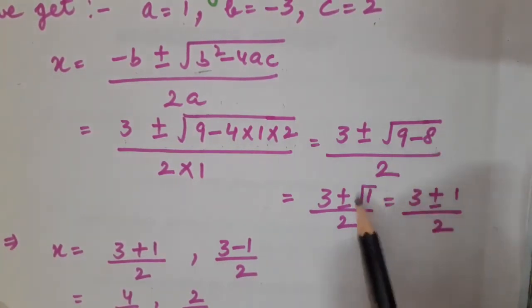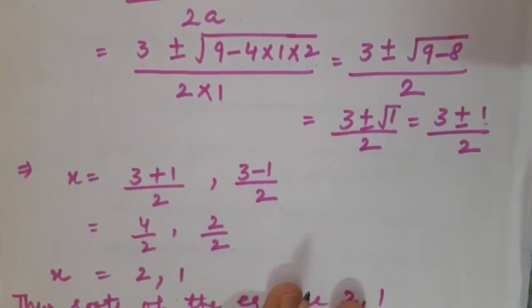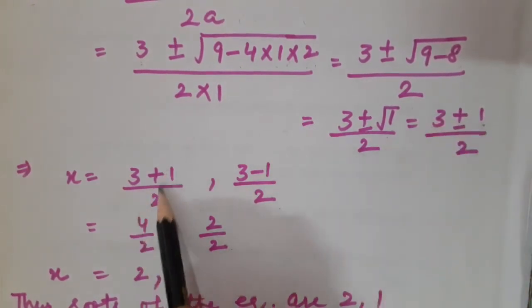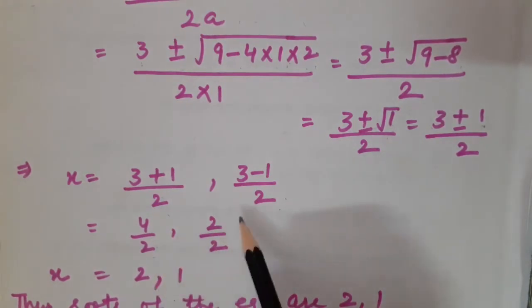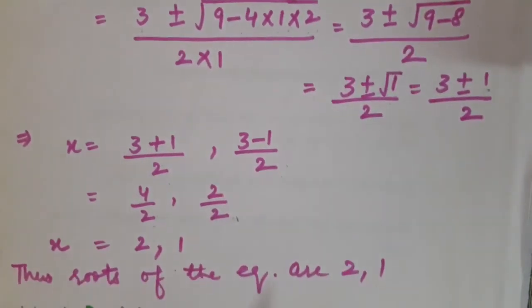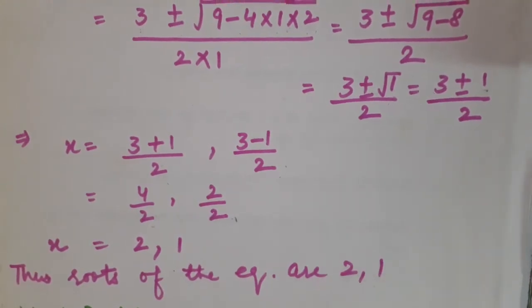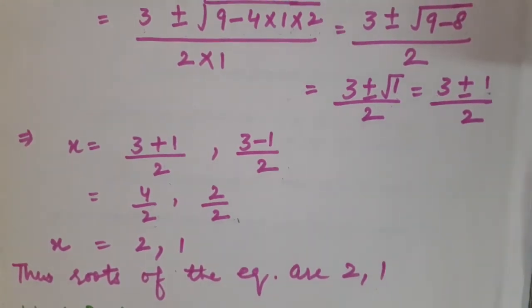9 minus 8 is what actually? 1. And what is the square root of 1? That is 1. Correct. So which two roots am I going to get children? The first root will be 3 plus 1 upon 2 and another will be 3 minus 1 upon 2. That is 4 upon 2 and 2 upon 2. So what will be the two roots? That is 2 and 1. So this was the concept. Through that we could find the roots of the quadratic equation using quadratic formula.